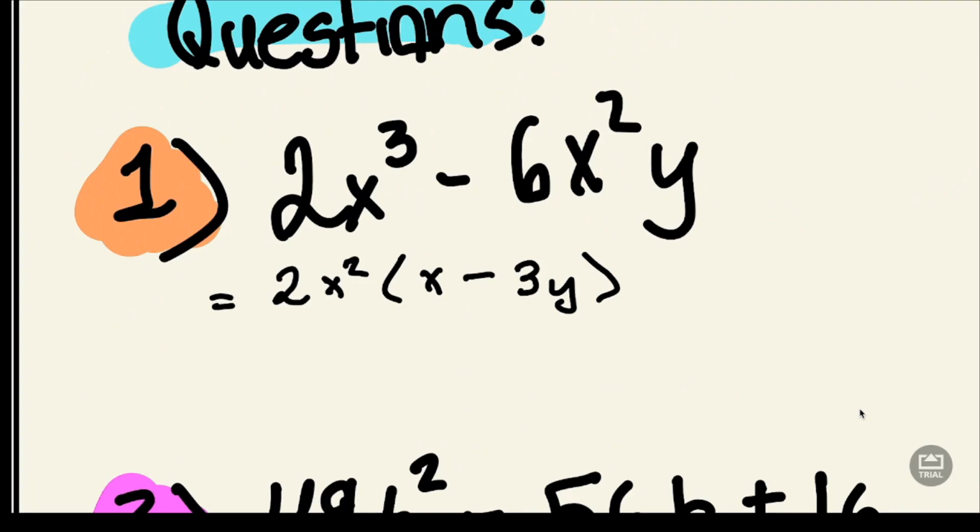Some questions on a test or on quizzes, they just might put a question like this or a longer one and say simplify or factor. And this is what you would do. You would factor it fully. And that's it.